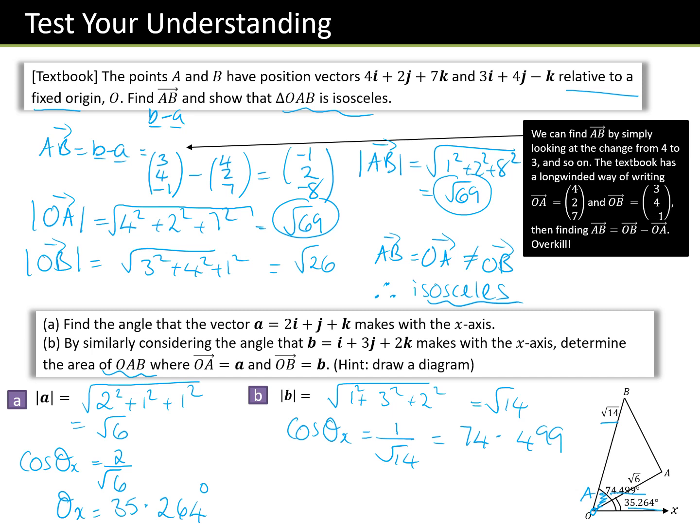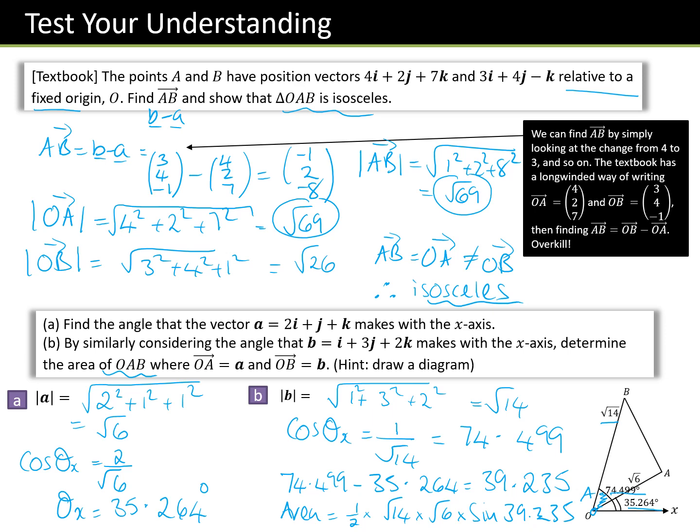So if we just do 74.499 take away 35.264, the angle between them is 39.235. And so the area of the triangle is going to be half times root 14 times root 6 times the sine of the angle between them, 39.235, which equals 2.90, and that would be units squared.